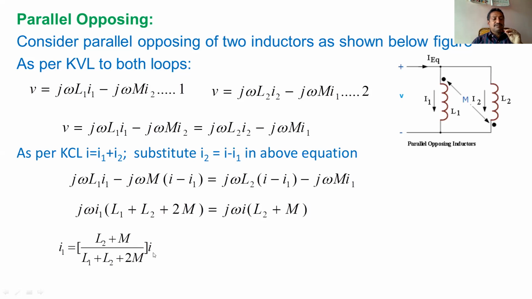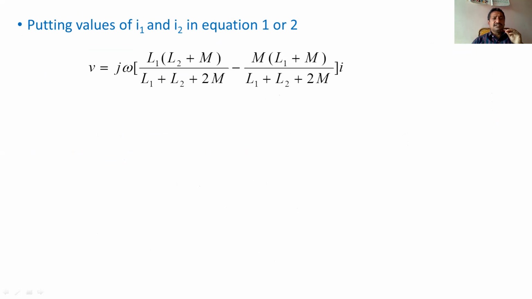L2 plus M by L1 plus L2 plus 2M into R. Here, I2 is equal to (L1 plus M) by (L1 plus L2 plus 2M) into I. By substituting, I1 is equal to I minus I2. We'll get this I2. Substitute these values I1 and I2 in equation 1 or 2.